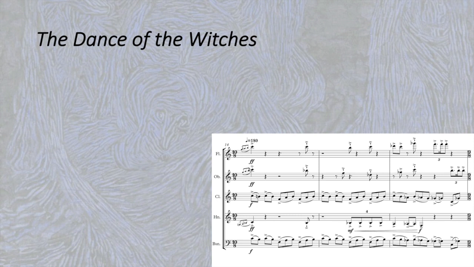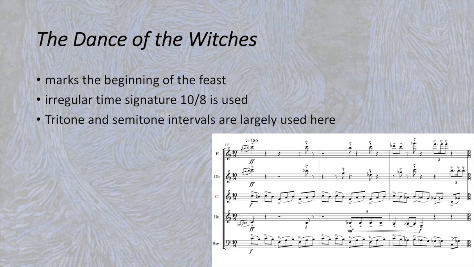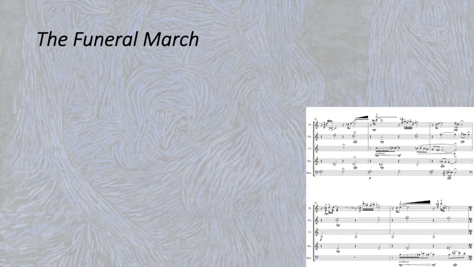The next section, the Dance of Witches, marks the beginning of the feast, where the witches and the evil spirit celebrate and dance together. Instead of using simple or compound time signatures such as 3/4 or 9/8, an irregular time signature 10/8 is introduced here in order to demonstrate this is not an ordinary dance. Tritone and semitone intervals are largely used in this section in order to exemplify the terror of the feast.